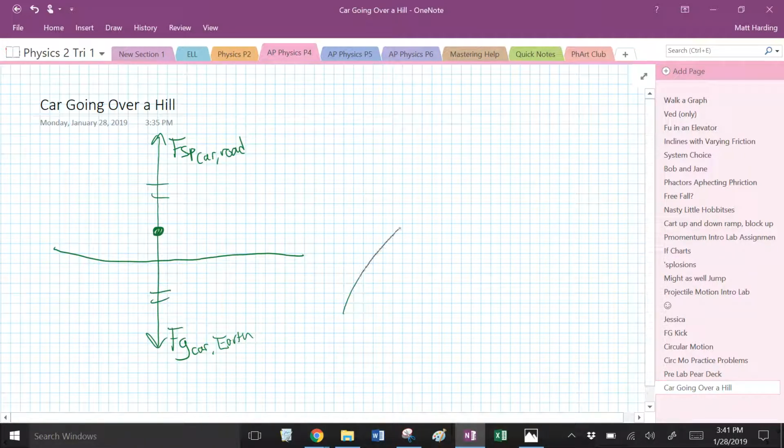But when the car is going over the top of a hill, if it's going fast enough that the wheels actually leave contact with the ground, well, there's no touching. If there's no touching, there's no smoosh poosh. I would just have this F_g here, car, comma, earth. It's not touching anything else, so it's not interacting with it.